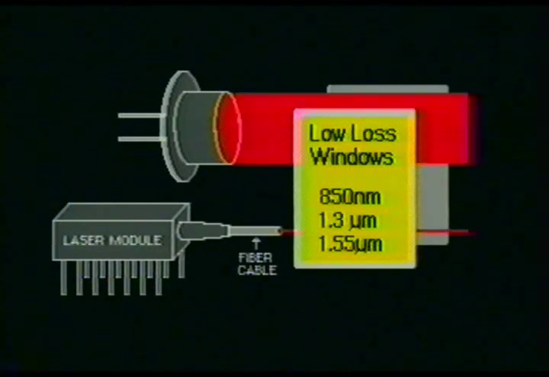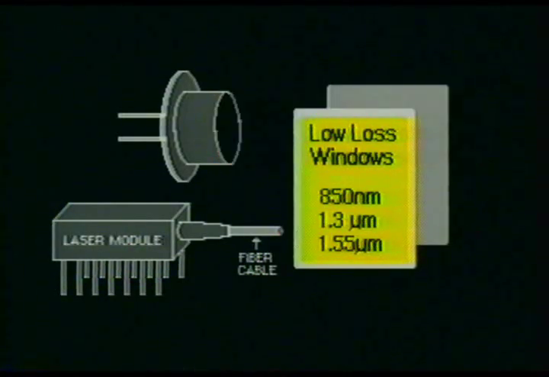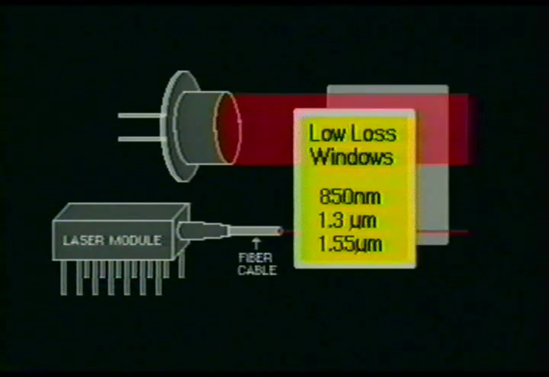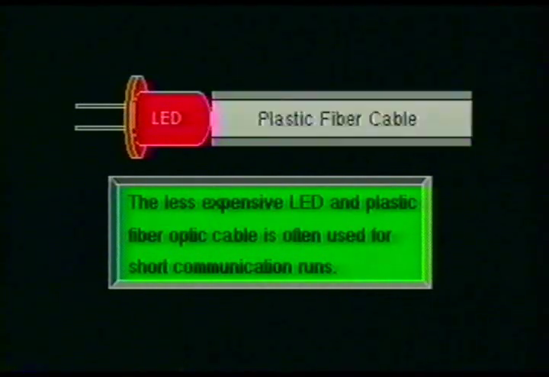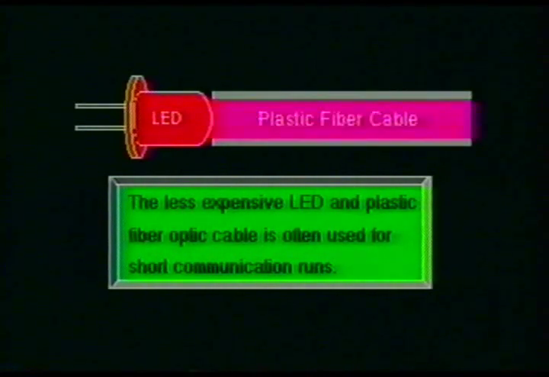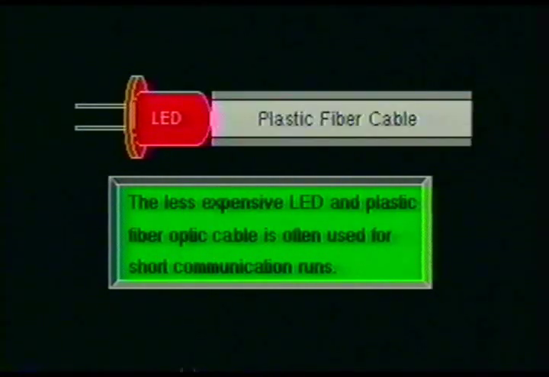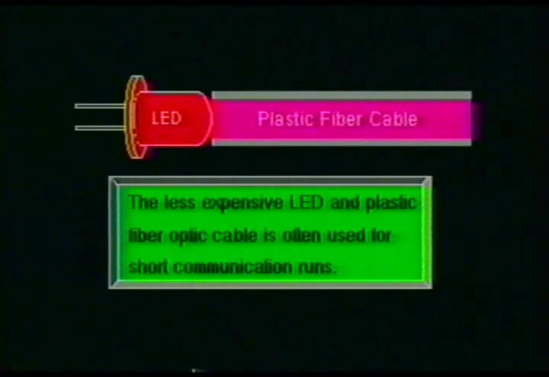The two major drawbacks of these new and improved diodes were their expense and their short lifetime. This limited their use to long-distance communication. For short communication runs, the less expensive plastic fiber optical cable and low-cost LEDs are generally used. At this time, we will examine some of the factors used to determine which type of fiber cable to use.